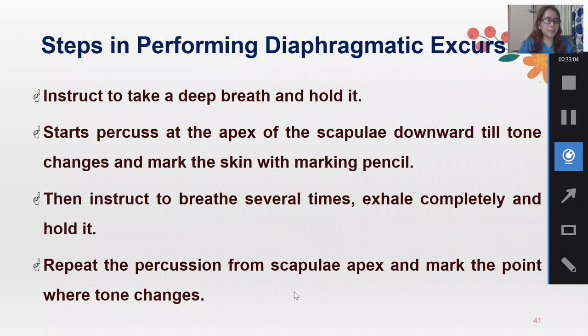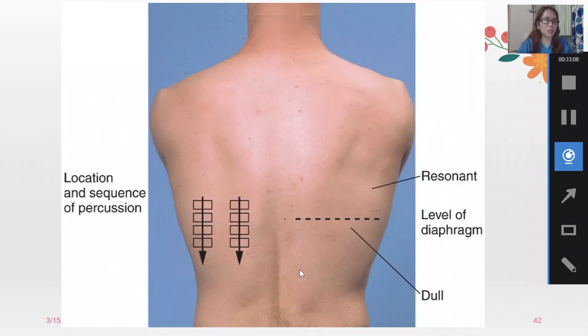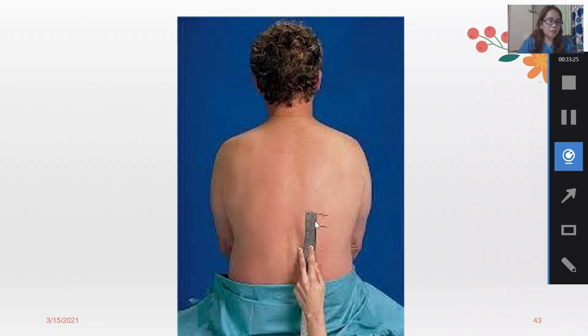And then, repeat the percussion from scapula apex and mark the point where the tone changes. Okay. So, ganito yan. Ito yung right, no? So, nakikita nyo level of diaphragm. Resonant dito sa taas is normal. Pag below na siya, nagkakaroon na ng dullness kasi meron ng ibang organ dyan. Okay, so may measure mo yan.